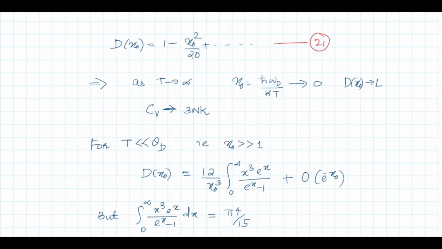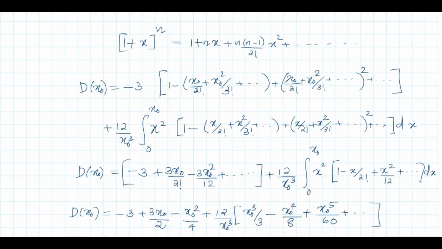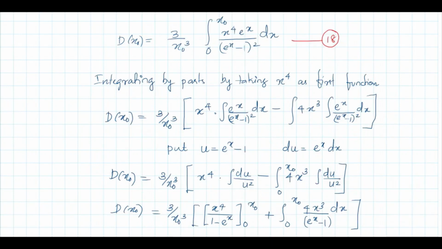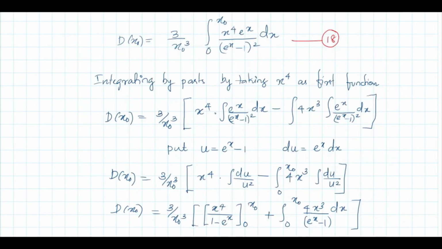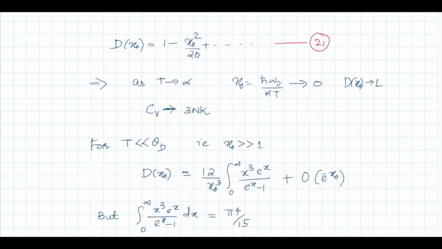Okay, now we will consider the different cases. As T tends to infinity, temperature tends to infinity. This x naught is actually h cut omega D by kT. T tends to infinity means x naught tends to 0. So D of x naught will be simply 1. So Cv becomes, Cv is actually 3 nk into D of x naught. So D of x naught tends to 1 means Cv tends to 3 nk.